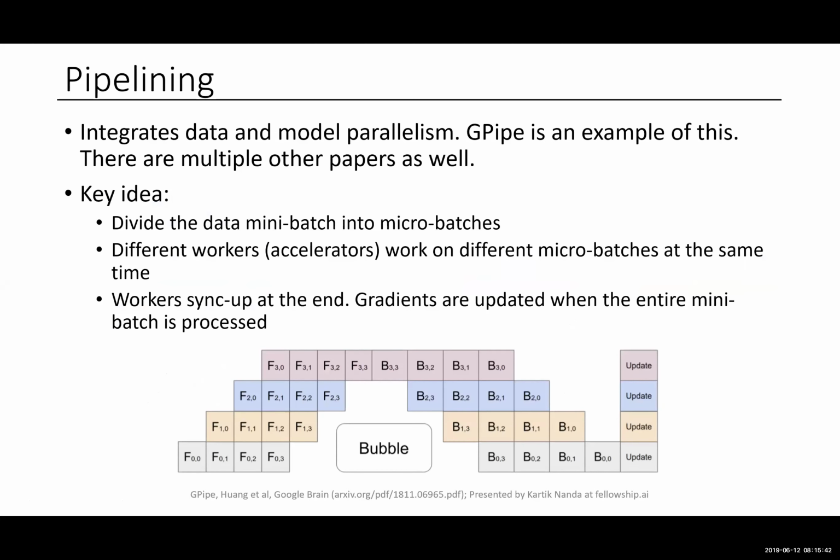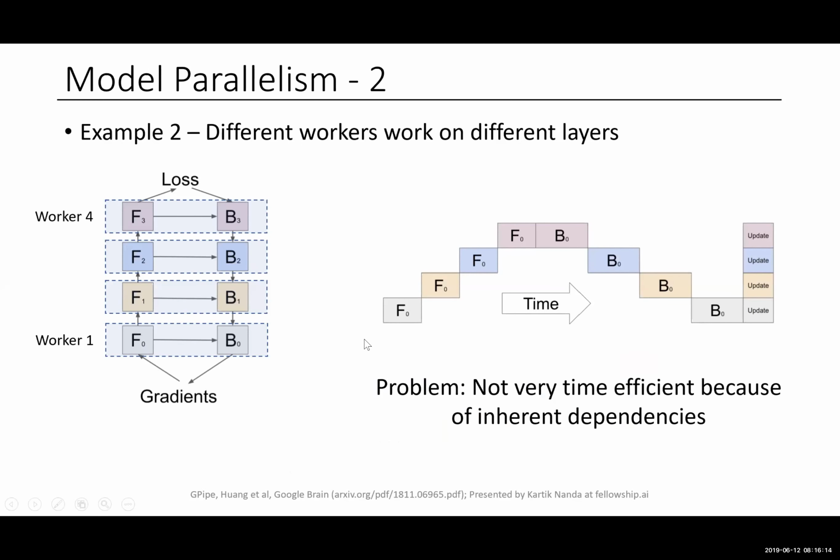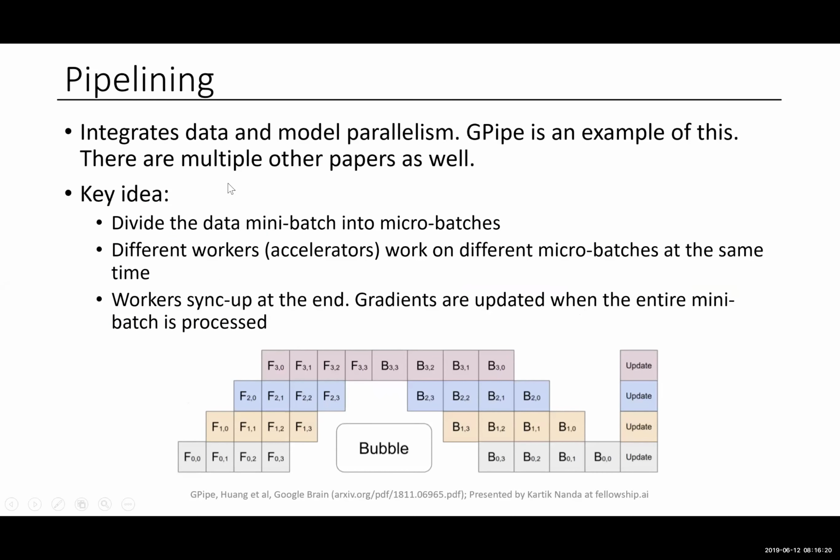Now, what GPipe does is essentially pipelining. And so what is pipelining? Well, you can sort of get an idea from this image at the bottom here. But what pipelining does is it integrates data and model parallelism. So it actually has multiple workers, and it is parallelizing not just in terms of the model, but also in terms of data. So for example, in this image, what you see is only model parallelism, but there's no data parallelism. I guess if I explain what they've done, that would help.